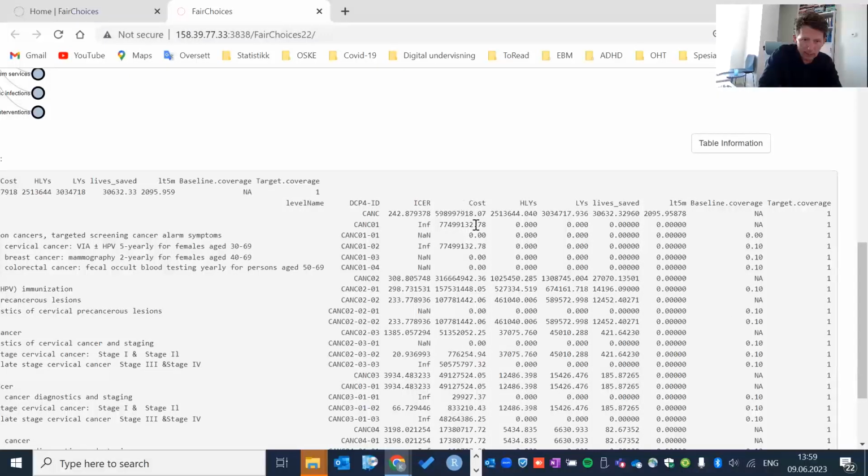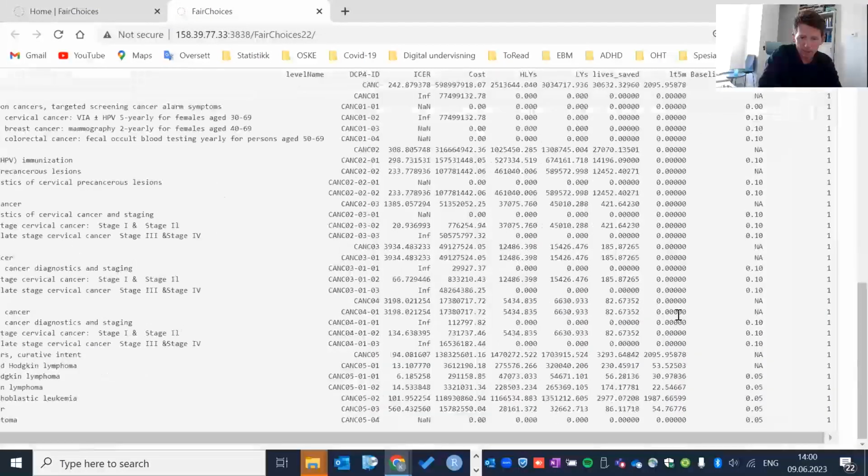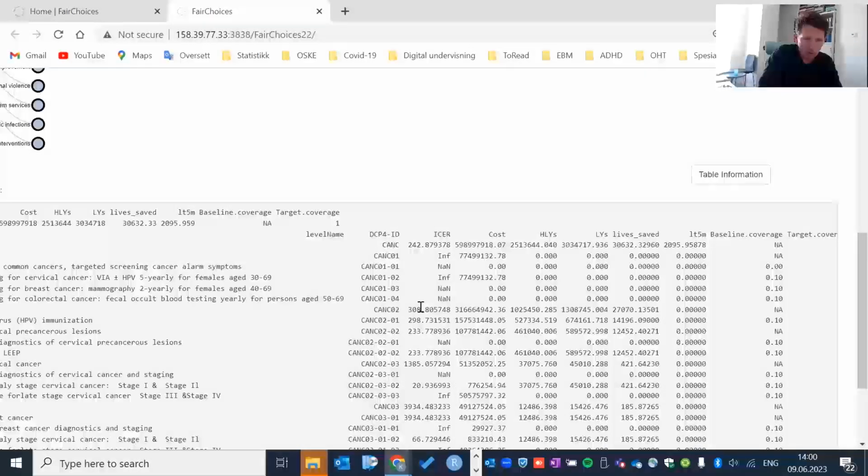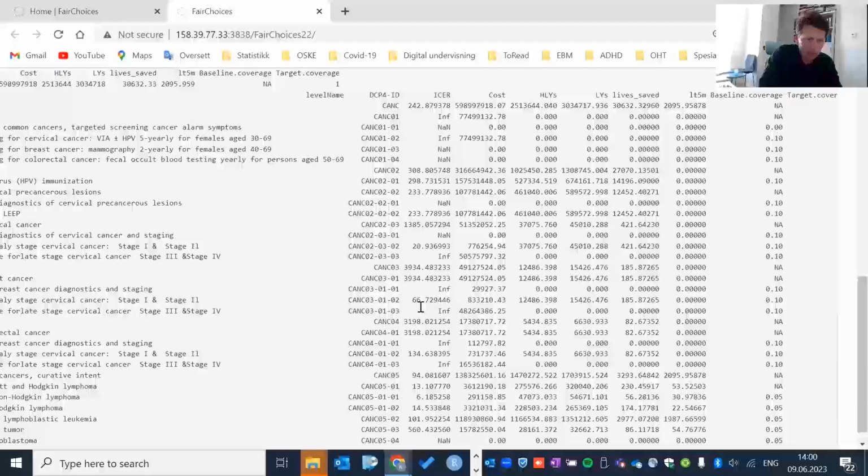This would be the 10-year cost. This would be the 10-year healthy life year benefit. This would be the 10-year life year benefit, and this would be the 10-year lives saved benefit, and this is the under 5 mortality benefit. And again, the ICER column is the most important.